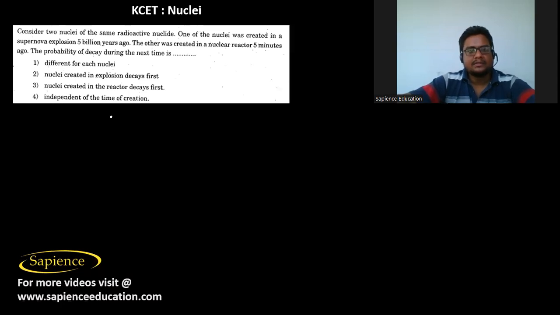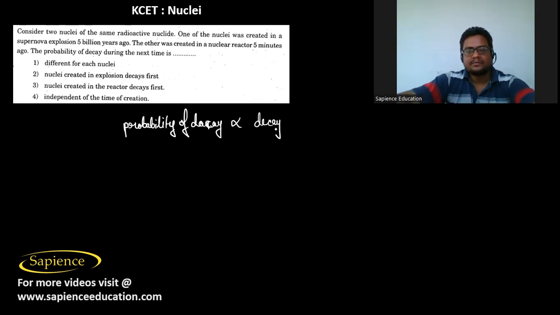Then here it is told consider two nuclei of the same radioactive nuclide. One of the nuclei was created in a supernova explosion 5 billion years ago. The other was created in a nuclear reactor 5 minutes ago. The probability of decay during the next time is, so the probability of decay is proportional to the decay constant, which is lambda.